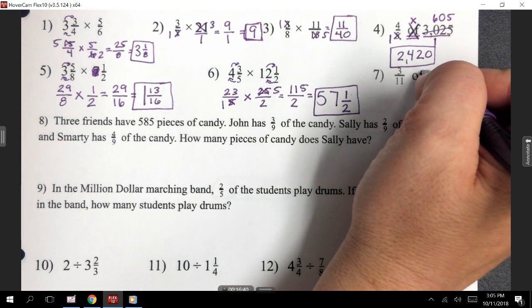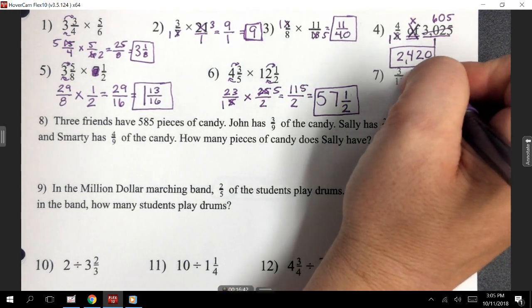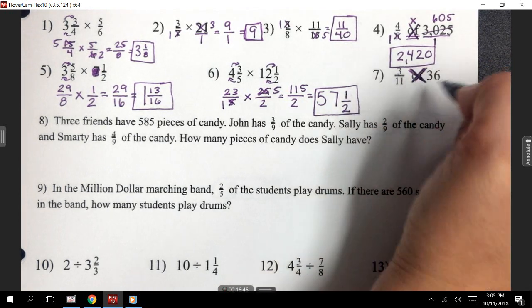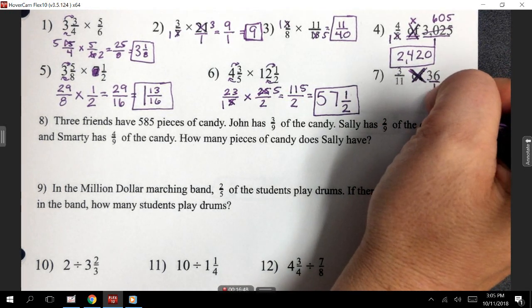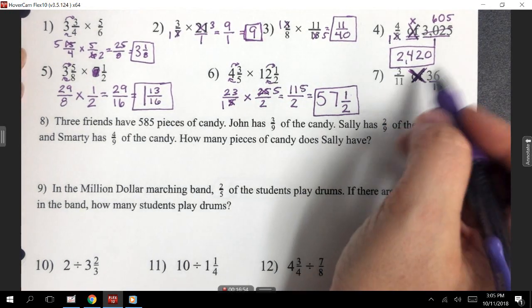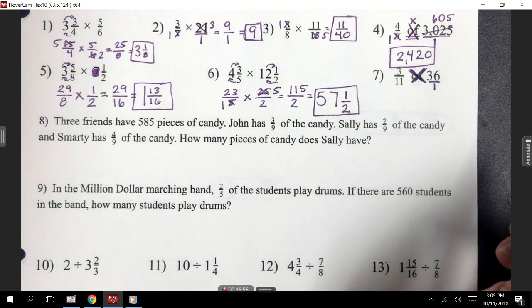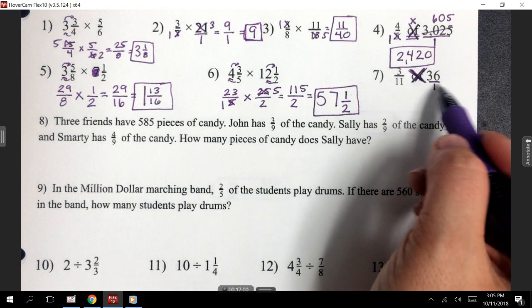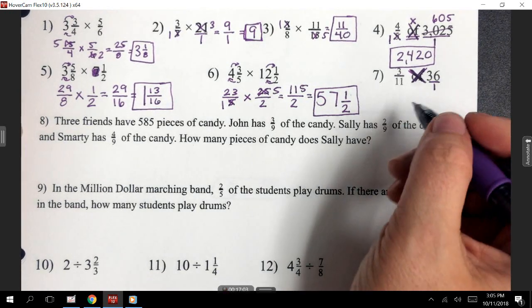All right, again, on number 7, we know that of means to multiply. That's what we discussed in class at length. And then we're going to put that 36 over 1. So now we're ready to multiply this. I don't see anything here that simplifies, because 11 and 36 can't, 3 and 11 can't. Remember we said 1 doesn't help us to simplify that.